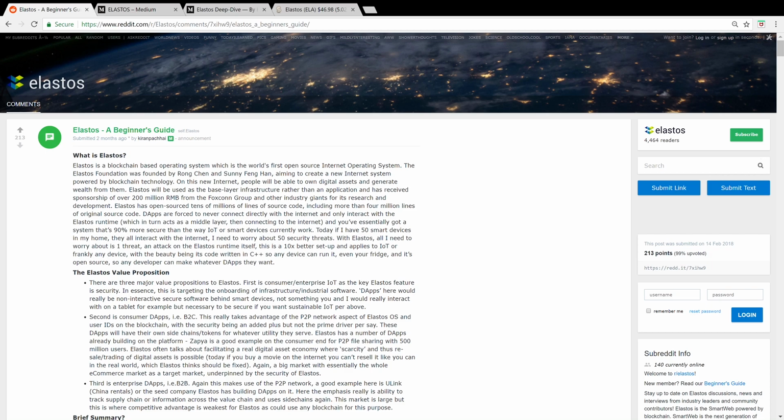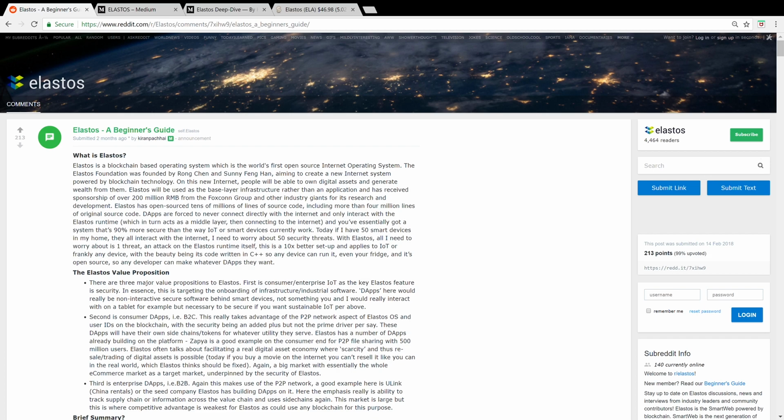Now, Elastos has three main features to their value proposition. Number one, security. Number two, the business-to-consumer dApps. And number three, the enterprise dApps, the business-to-business dApps, okay?